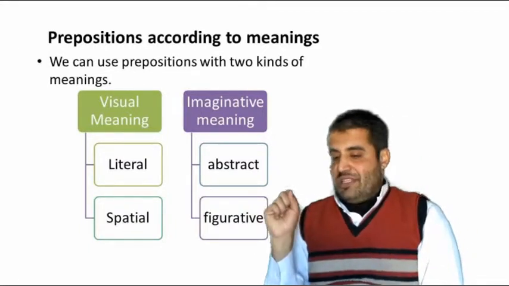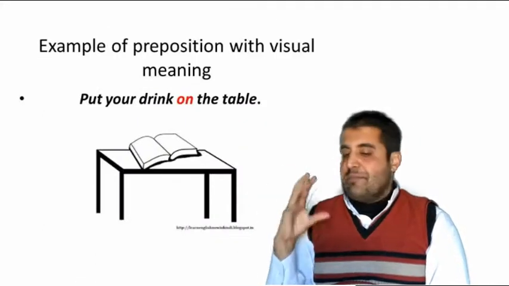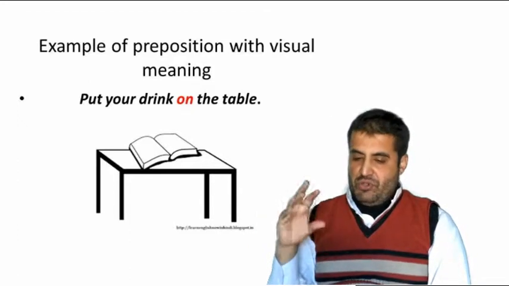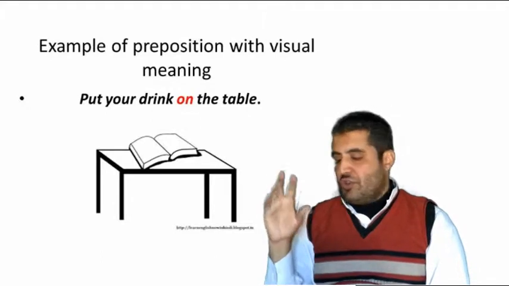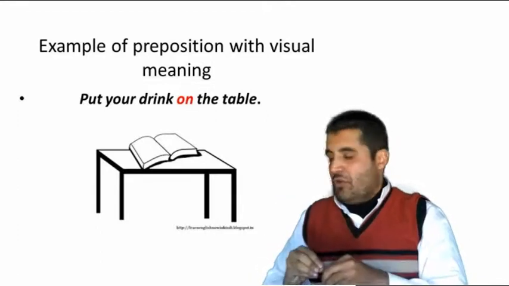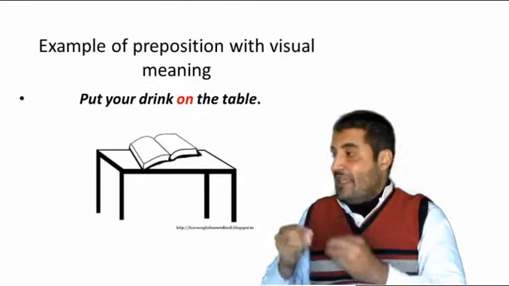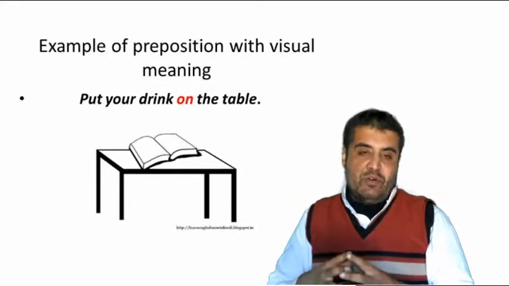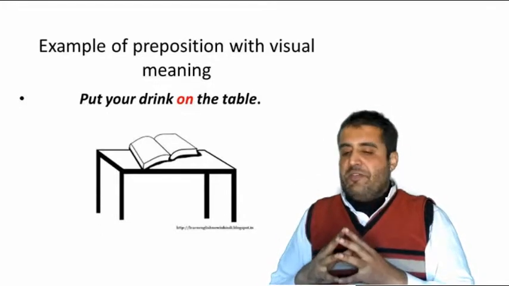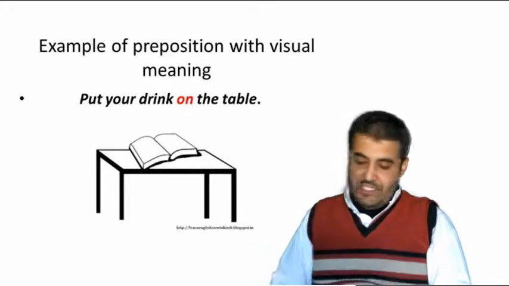So an example of this, with a visual meaning: put your drink on the table, or if I say put your book on the table. Now you can see the book here. So when I say put your book on the table, you can see the book as well as the table. Or if I say the book is on the table, the book and the table are physical things, they are tangible, they can be visualized. We can see them. So therefore, we can say that this preposition has been used with a visual meaning, right?